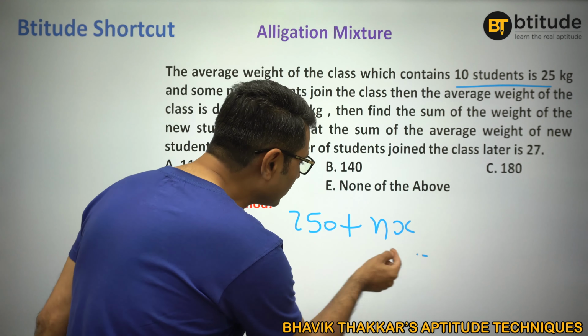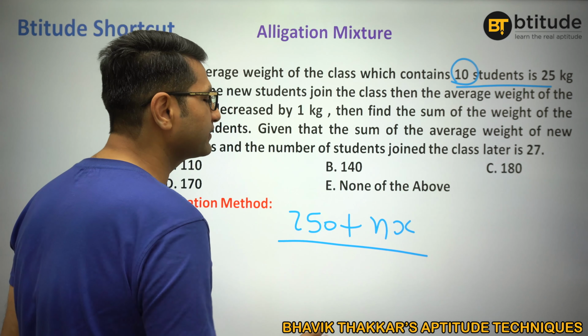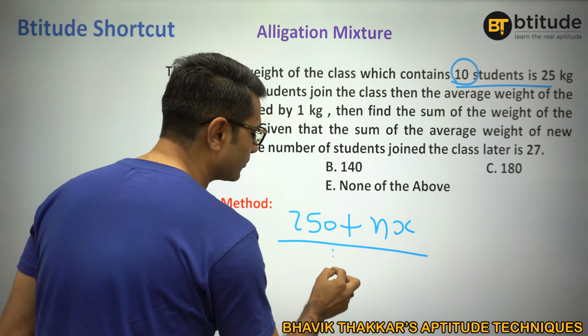When you divide the total weight by total number of students, which is actually 10 students were there before, and now how many students have joined? N students. So you can say 10 plus n. These are the total number of students after the new students have joined. So total weight by total students give you the new average, which is nothing but, because they are saying average decreased by 1 kg from 25, if it is decreased by 1 kg, that means it has become 24.